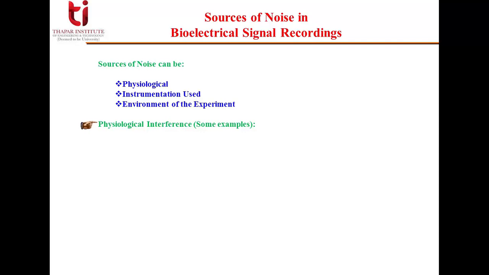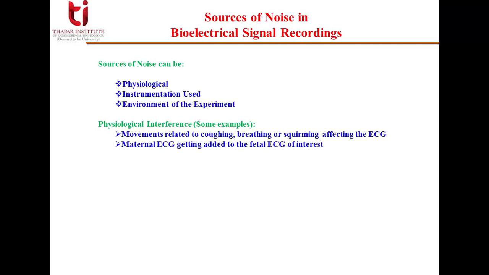Some examples are movements related to coughing, breathing, or squirming that affect the ECG signal. It can be maternal ECG getting added to the fetal ECG of interest, or it can be ECG interfering with EEG.